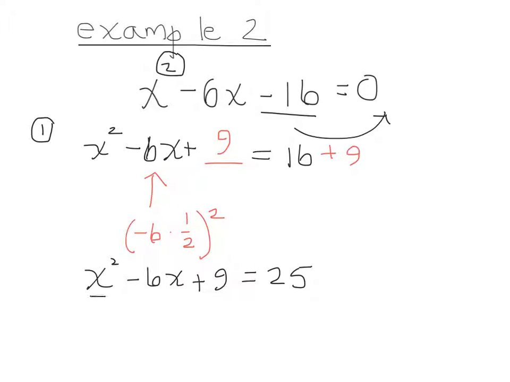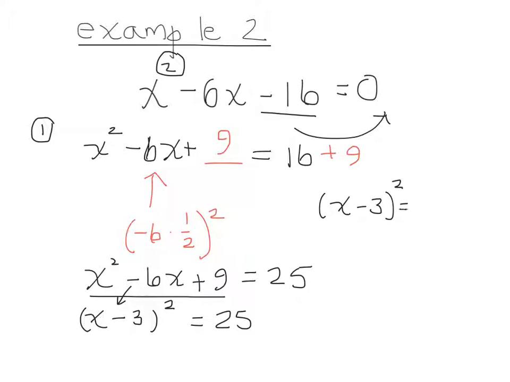So now this perfect square trinomial is going to break down into a binomial squared. Once again, we determine the first term by square rooting x squared. We determine the last term by square rooting the last term. And we determine the sign by bringing down the sign of the middle term. So we now have x minus 3 quantity squared is equal to 25.